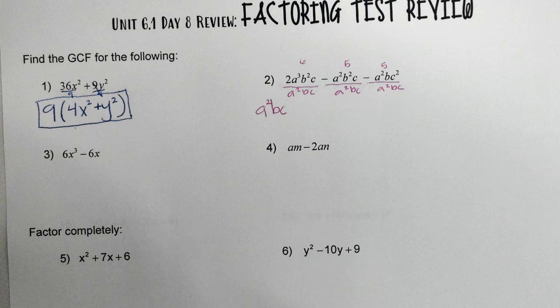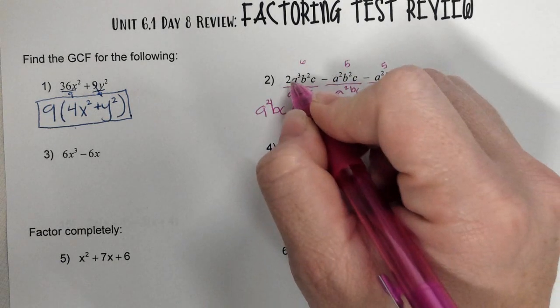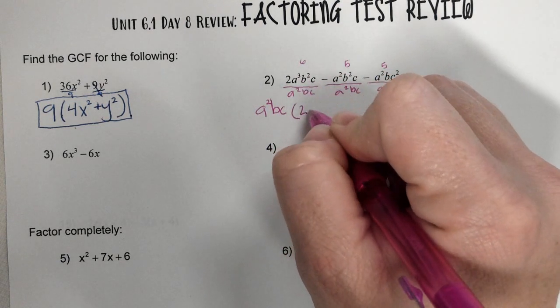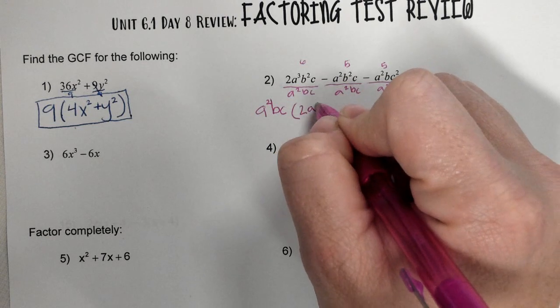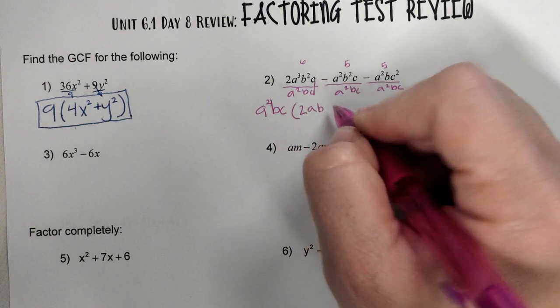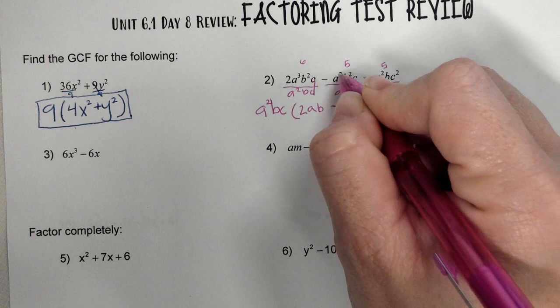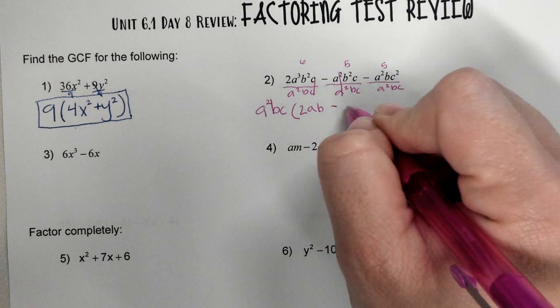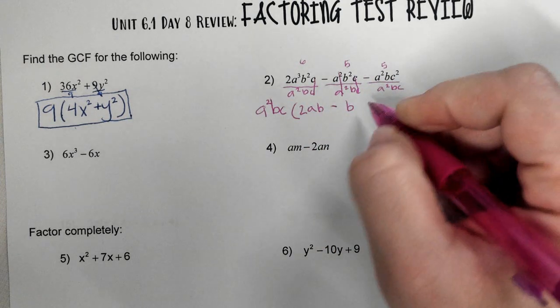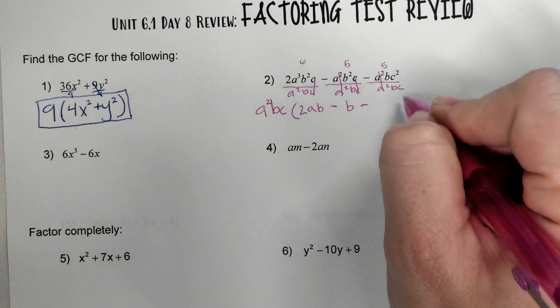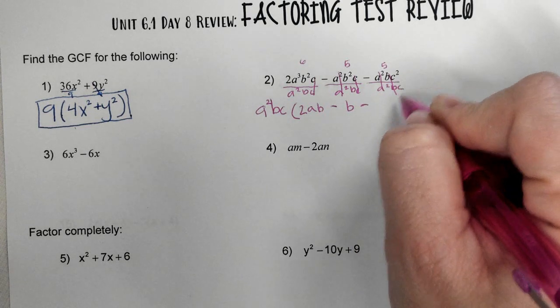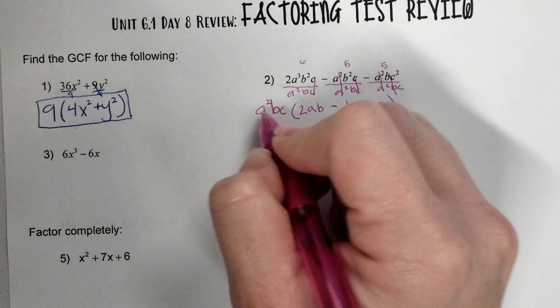So that's my GCF. And when I take that out, I'm left with 2. 3 minus 2 is 1. 2 minus 1 is 1, and the c's cancel. Bring down my minus. A squared cancels. 2 minus 1 is 1. C's cancel. Minus a squared cancels. B's cancel. 2 minus 1 is 1.